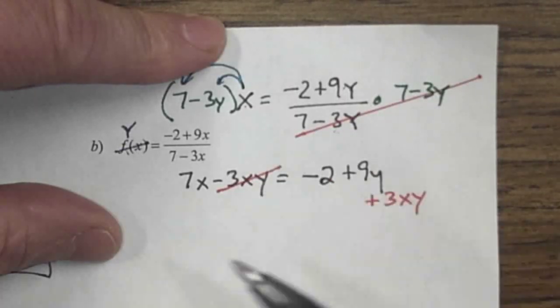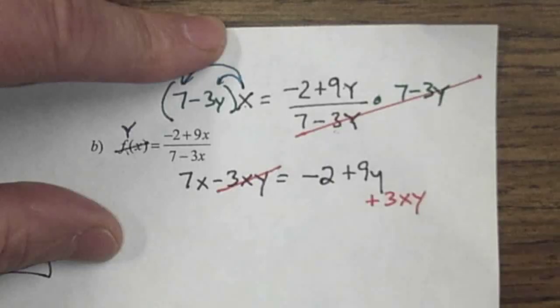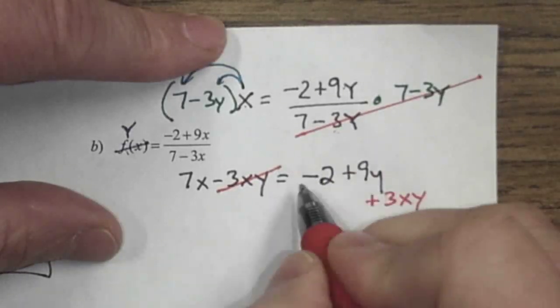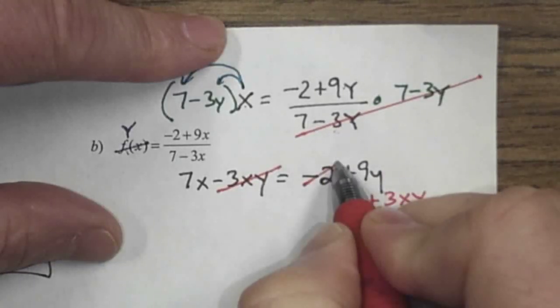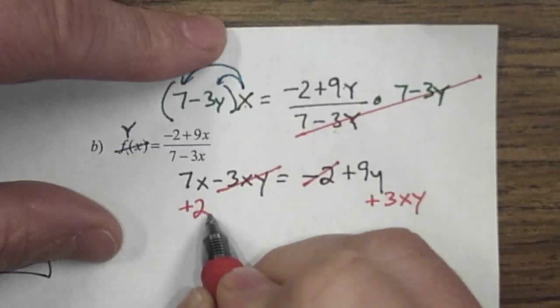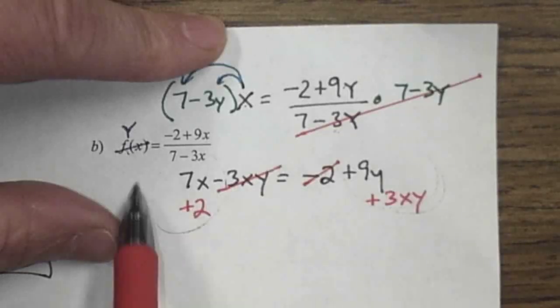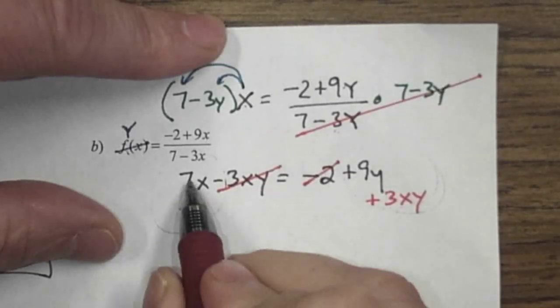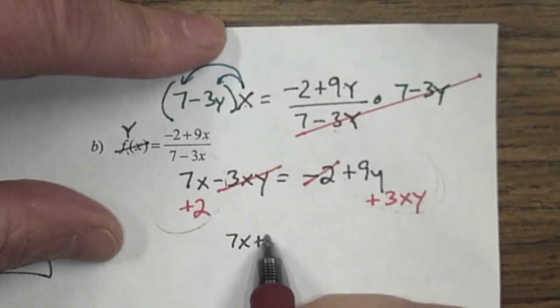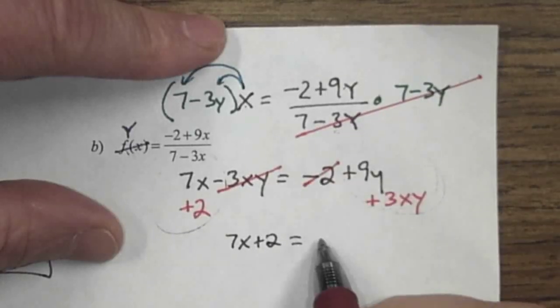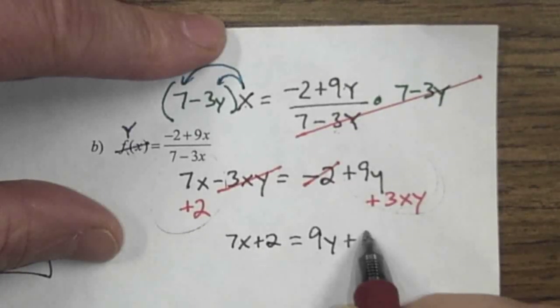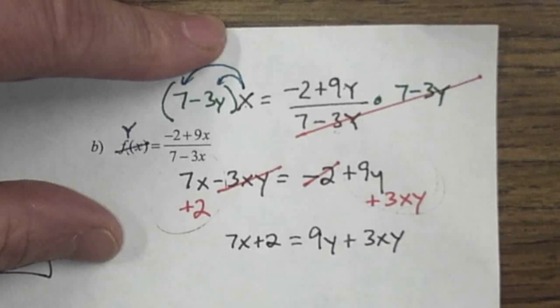If you subtract the 9, that's okay, but we don't need to do that. We can do it either way. I'm going to take this negative 2 and I'm going to add it over here. So I'm putting y's on the same side here and everything that's not a y on the same side. So this is 7x plus 2 equals 9y plus 3xy.